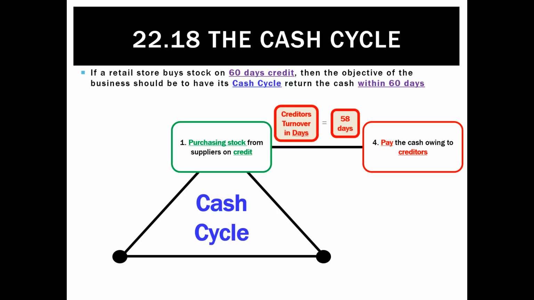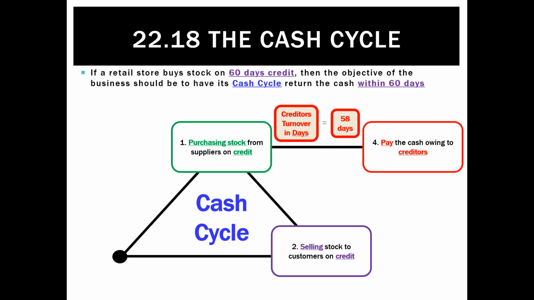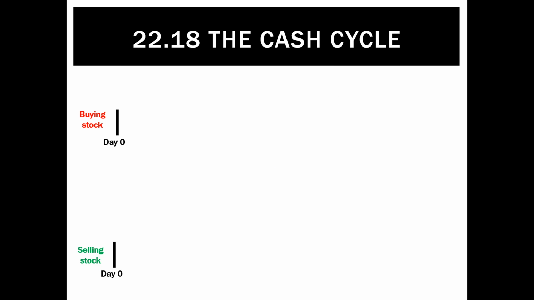Well, now we kind of have a race. We are paying back creditors for stock on average every 58 days. And that means we've got to get around this triangle here in probably less time than 58 days. And the reason is we need the money to pay back the creditor for the stock that we're actually buying from them. So in this case, if we had a stock turnover ratio of 24 days, and then we collected on average from debtors every 27 days, that's a total of 51.